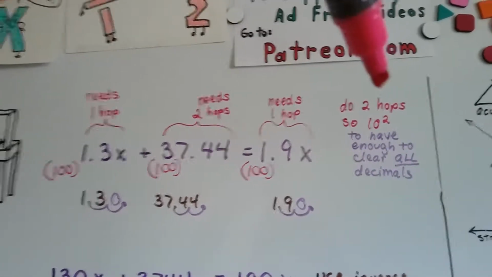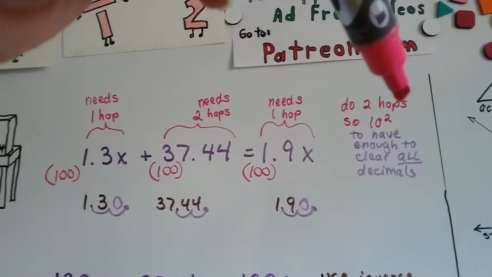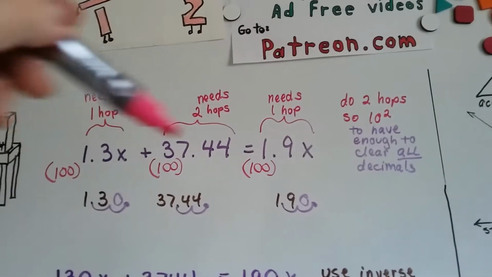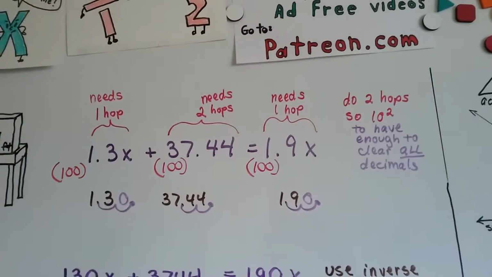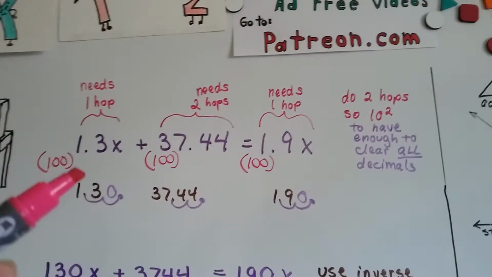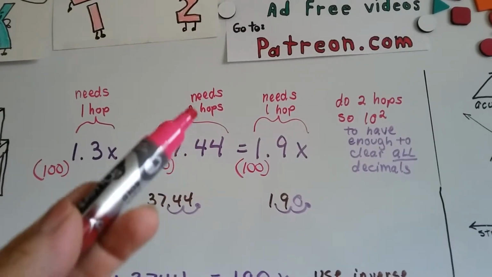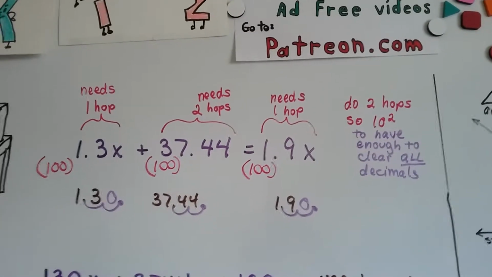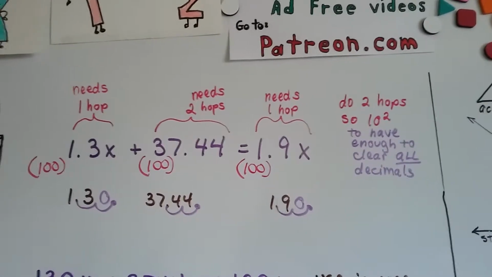Now, we have to do 2 hops, which is 10 to the second power, so that there'll be enough hops to get rid of all the decimal points, because they all have to be multiplied by the same power of 10. So now, because this one needs 2 hops to get rid of the decimal place, they all need to be multiplied by 10 to the second power, which is 10 times 10.